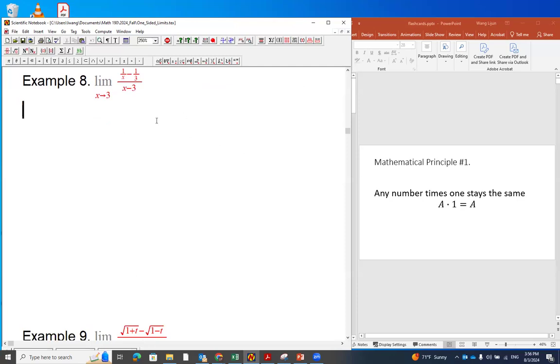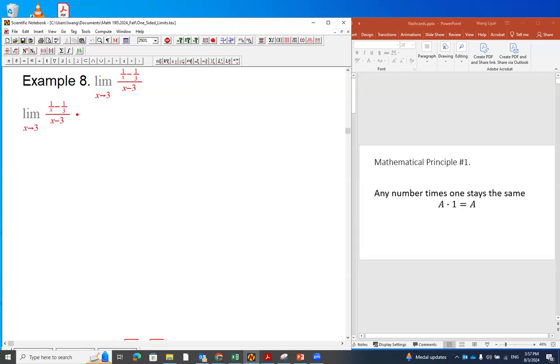So this is a complex fraction. We have fractions in the numerator and x minus 3 in the denominator. Can we apply any limit laws? No, we can't, right? So it's obvious we have to handle the complex fraction. Once again, we know x is approaching 3, but x is not 3. So we're going to use a technique to reduce the complex fraction. So how do we reduce the complex fraction?